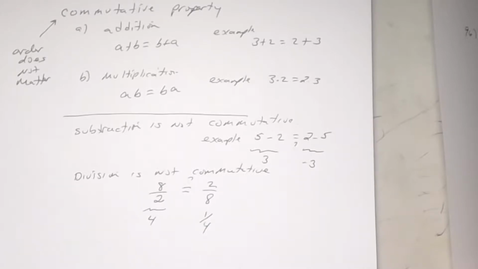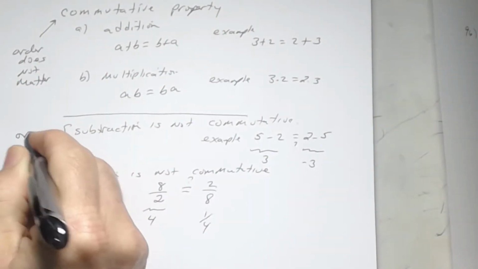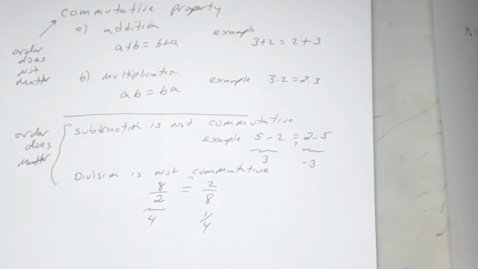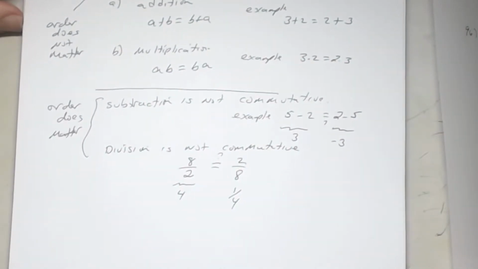All right, so the commutative property only applies to what operations? Multiplication and addition. So for subtraction and division, the order does matter. So just remember that the order does matter. Commutative means it does not matter.